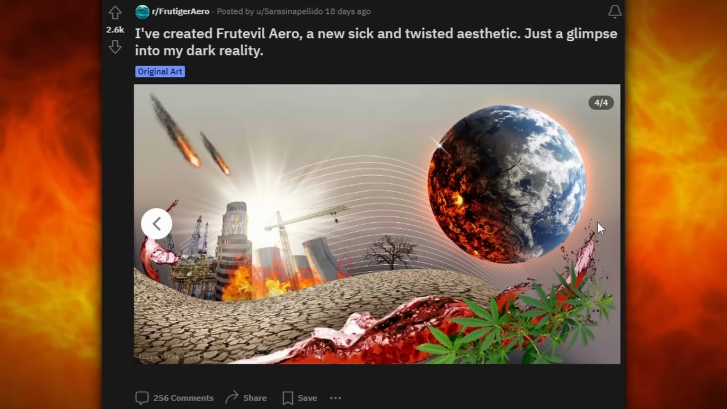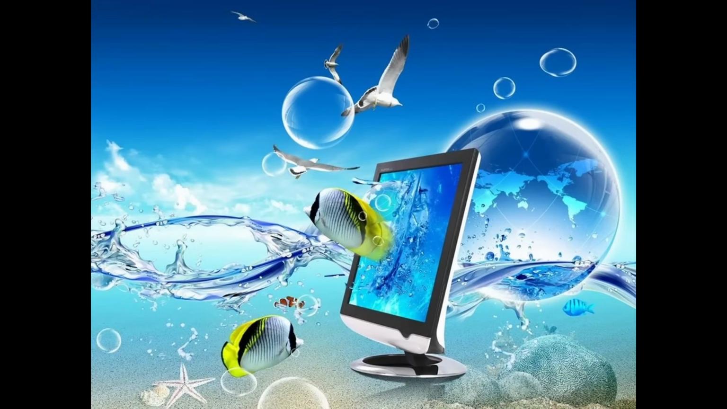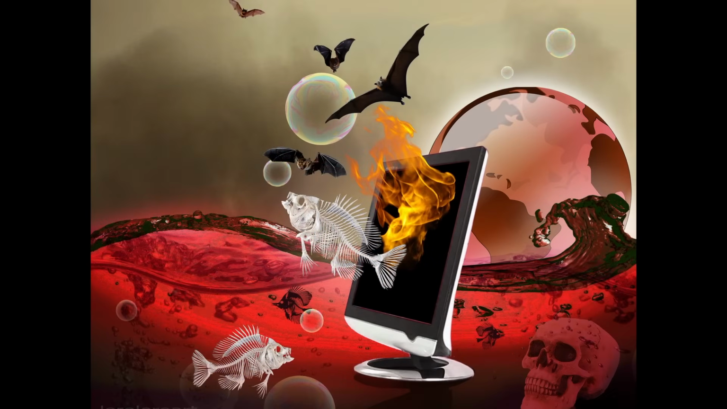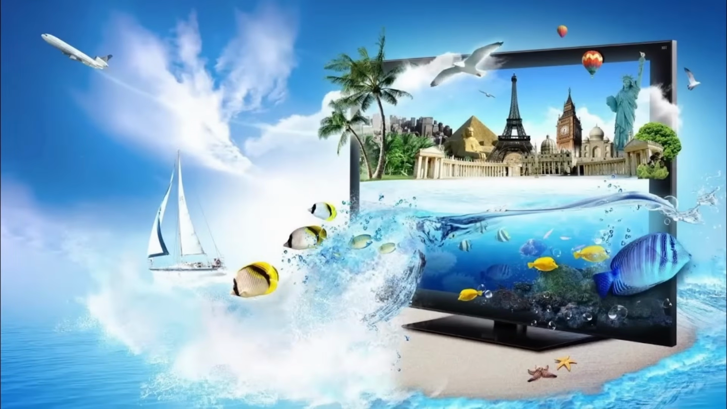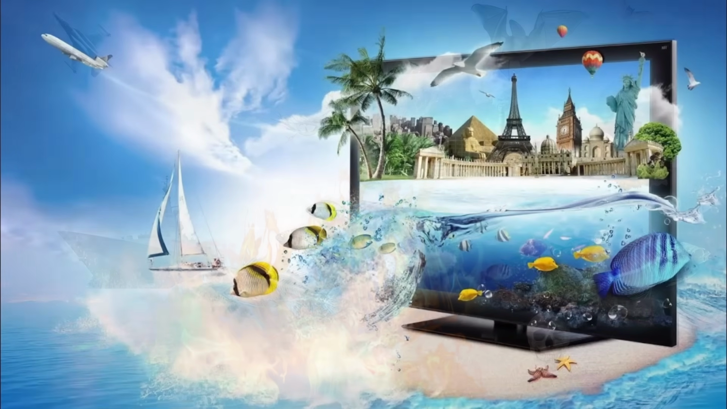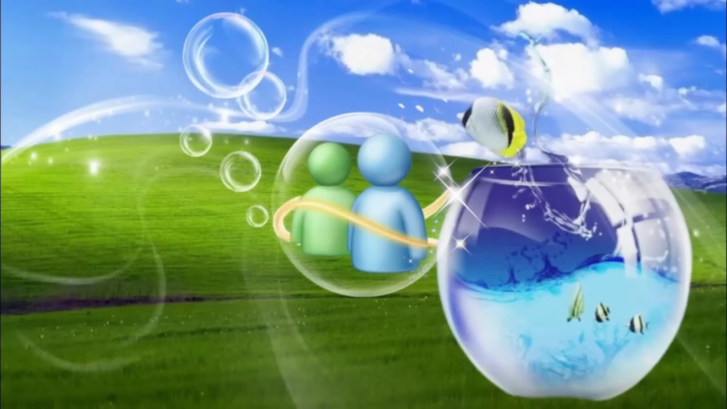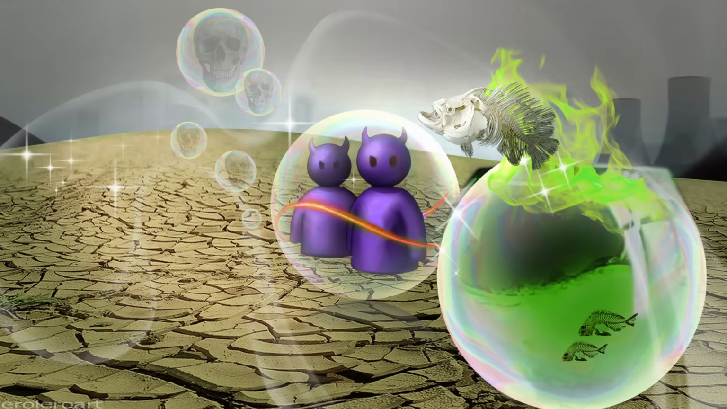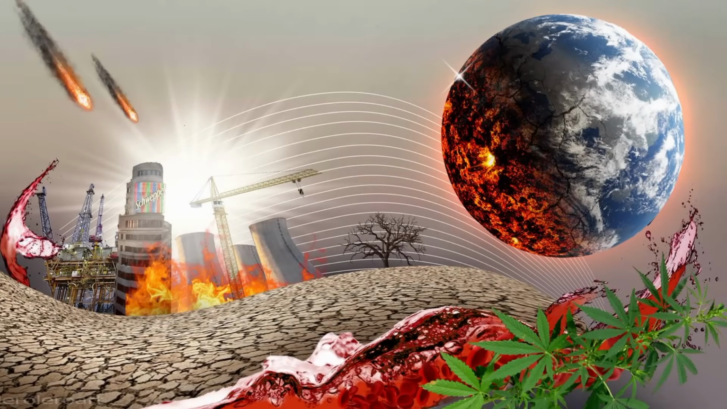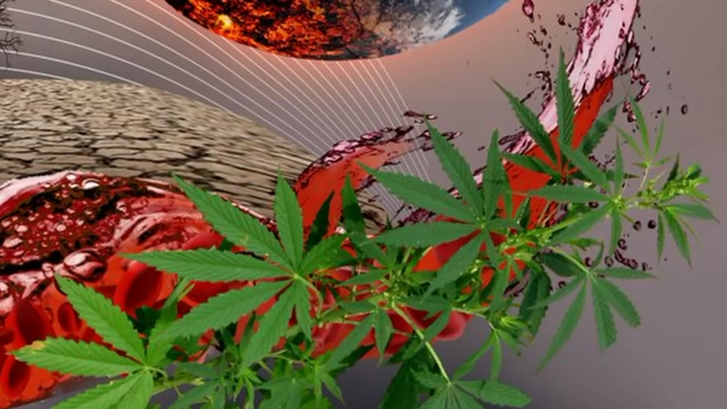of inverses them. For example, the blue water and sky in this Frutiger Aero image has been replaced with red water that looks like blood. The seagulls have been swapped for bats, and the colourful fish are malnourished. Similar things have been done in the second image, but this time the water has been substituted for lava, and there is a factory causing pollution inside the monitor screen. The third image replaces this picturesque green hill for a cracked desert mound, and the fourth image again shows these factories and weed for some reason.